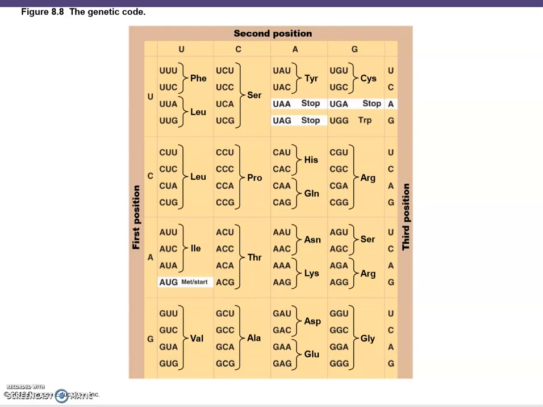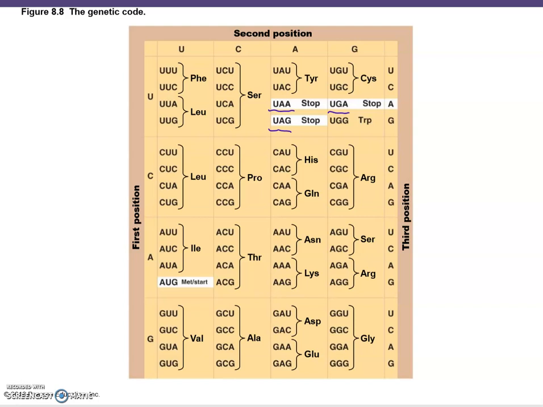Now, 3 out of those 64 code words are stop codons. That means they are not associated with an amino acid. So that would be this one right here, UAA, UAG, and UGA. These are all considered stop codons because there's no amino acid that's associated with them.